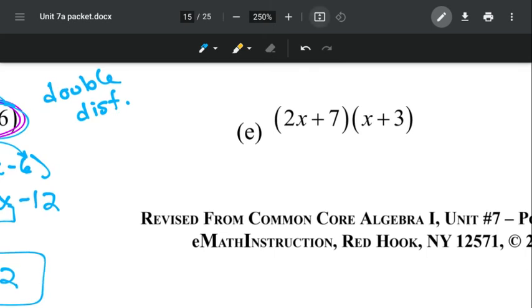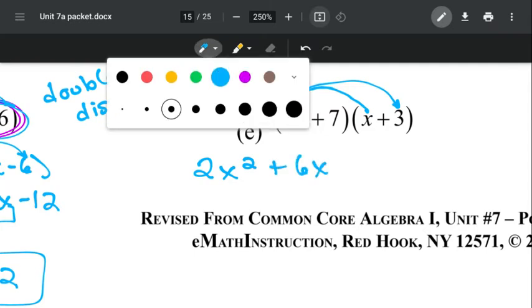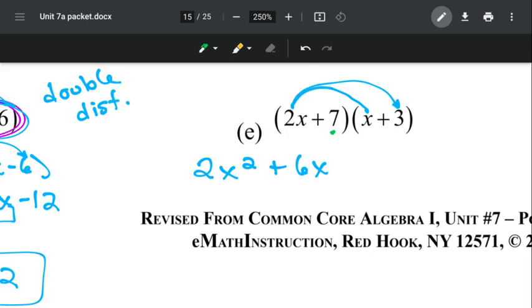So now I'm going to do this, but I'm not going to rewrite it out. 2x times x is 2x squared. 2x times 3 is 6x. Multiply your big numbers. And now I'm going to distribute my 7. 7 times x is 7x. 7 times 3 is 21.